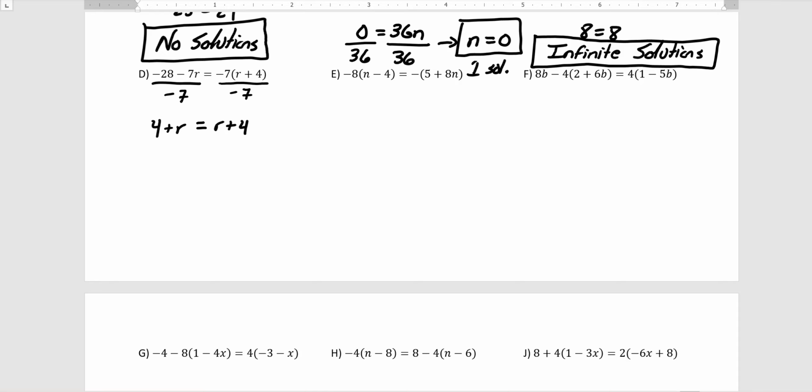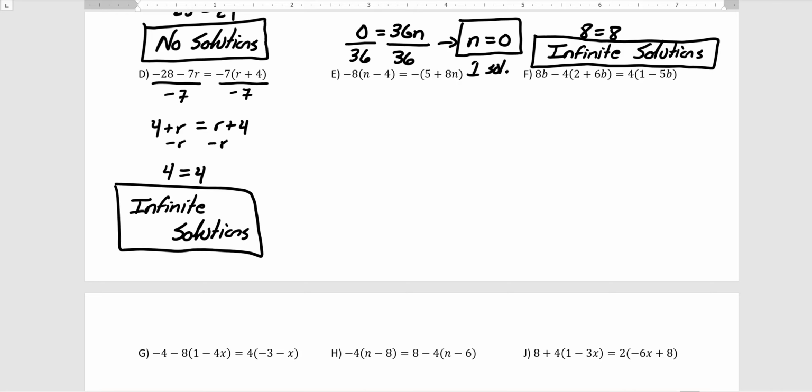Now most of us can see where this is coming. We can clearly see that 4 plus r is the same as r plus 4. When I subtract r from both sides, I'm left with just 4 equals 4, which means what, right? That's a true statement with no variables, so that means that this is infinite solutions. These two equations represent the same line. Negative 28 minus 7r and negative 7 times r plus 4. If we were to graph those, they represent the exact same line. All right, let's check in here.